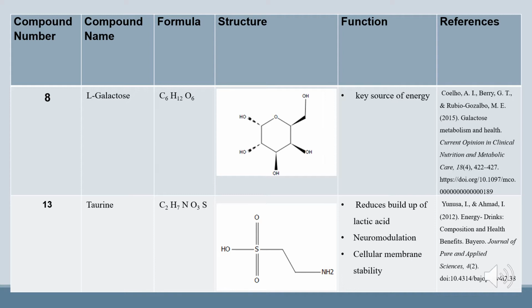Next is compound number 13 named taurine, and its formula is C2H7NO3S. The structure is as shown in the table, and its function is it aids in neuromodulation and cellular membrane stability. It also helps in reducing the buildup of lactic acid after exercise.